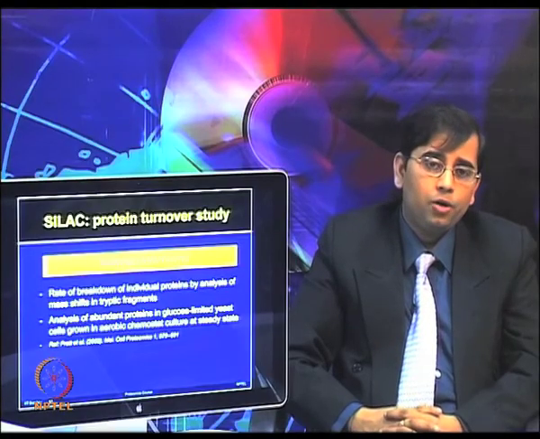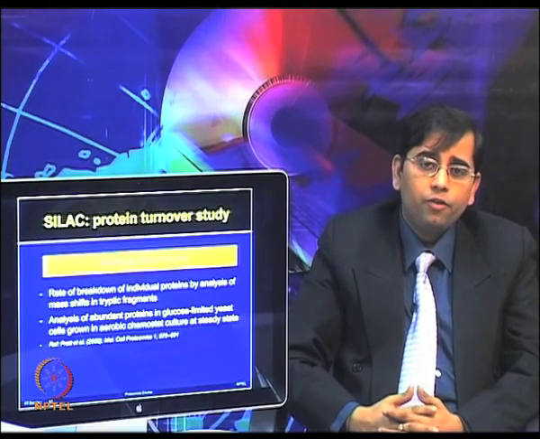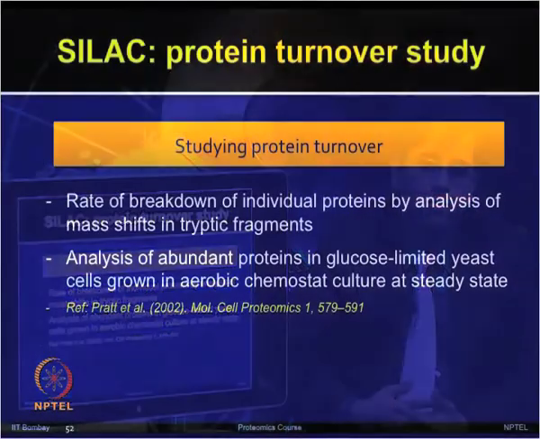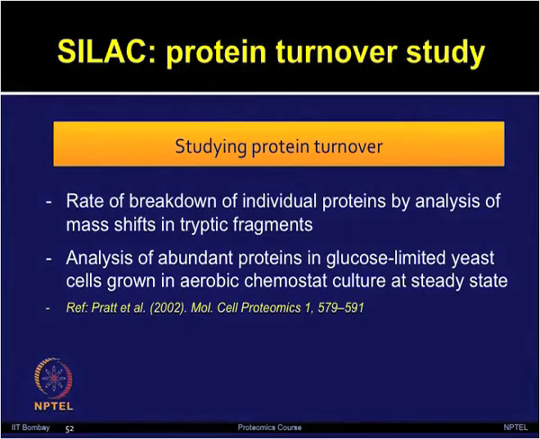A study by Pratt et al. used the rate of breakdown of individual proteins by analysis of the mass shift in tryptic peptide fragments. The analysis of the abundant proteins in glucose limited yeast cells, which were grown in the aerobic chemostat cultures at steady state, was performed by using the SILAC method.